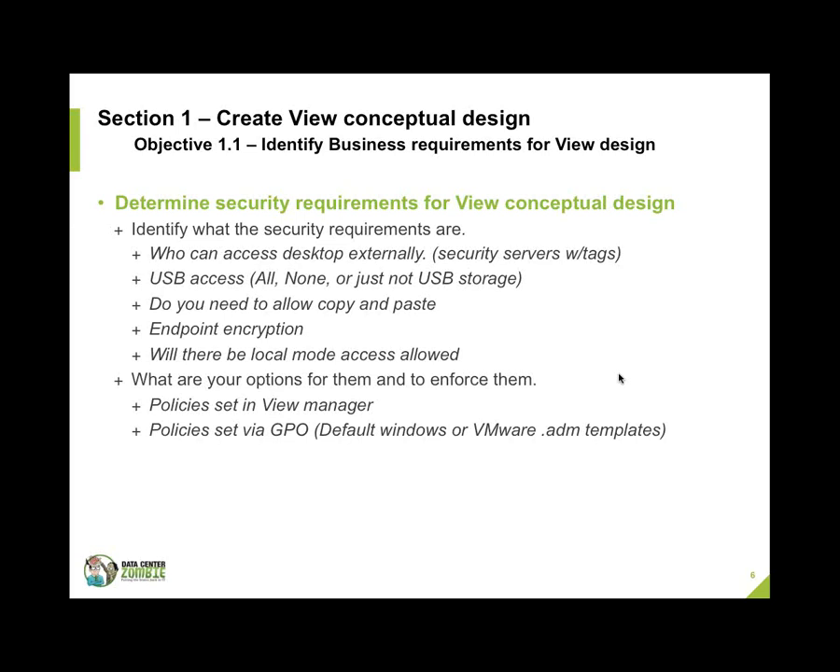And what are our options to enforce these types of policies? We can set a number of policies in View Manager itself, and then what can we do via GPO? Is there a default Windows-based group policy that we can use? Or VMware provides a number of administrative templates that can be loaded into Active Directory that give us more fine-grained control over these USB and bandwidth type settings for View.